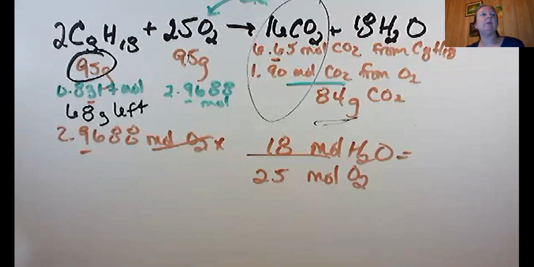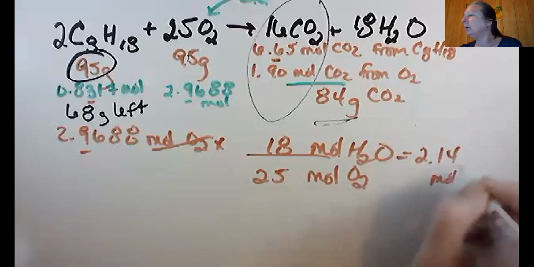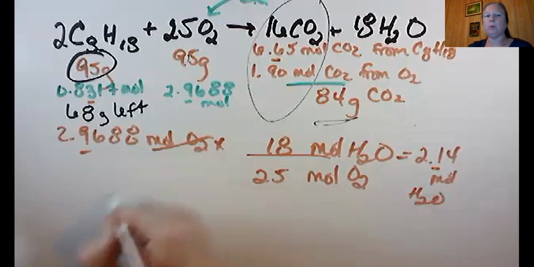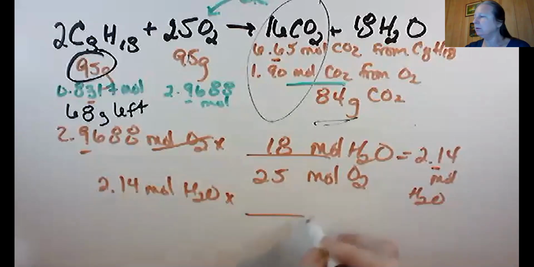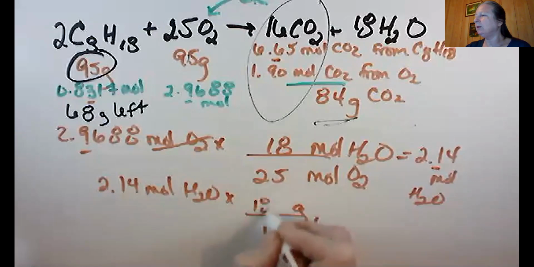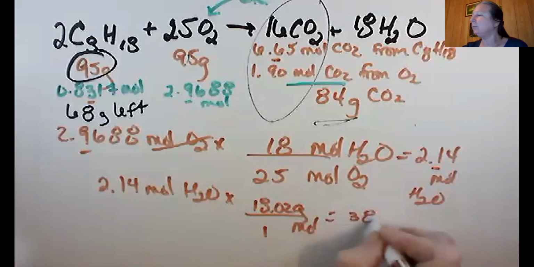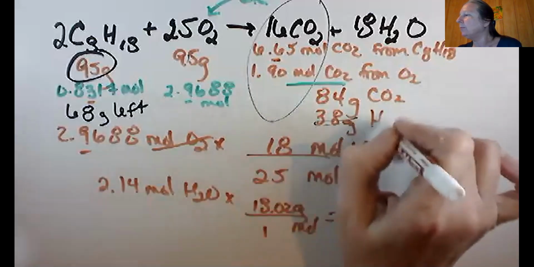2.9688 times 18 divided by 25 equals 2.1, we'll call it 2.1 moles of water. And again, you would report it as 2.1 moles of water. And if we were converting that to grams, one mole is 18.02, and that gives 38.48 grams, and of course, two sig figs. So we would say we have 38 grams of water, okay?